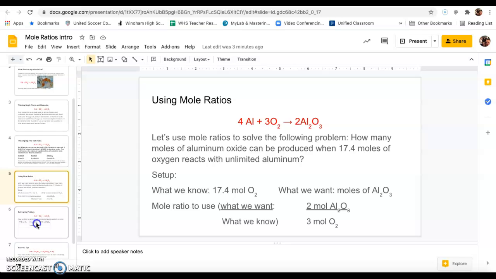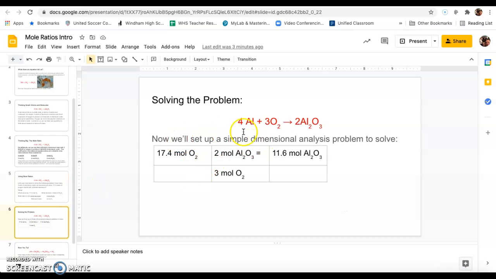So here's what this looks like. We're going to set up a really simple one-step dimensional analysis problem. We're going to have the thing we start with, the unit that we're given, on the top left corner. We have 17.4 moles of oxygen. This is something we've done 1,000 times already this year. And now we've got to cancel out the moles of oxygen. On the bottom, we put the moles of oxygen, and the number that we use is the coefficient of 3 from the balanced equation. And on top, we're going to use that equation again and write in the coefficient from the balanced equation for aluminum oxide, which is 2.